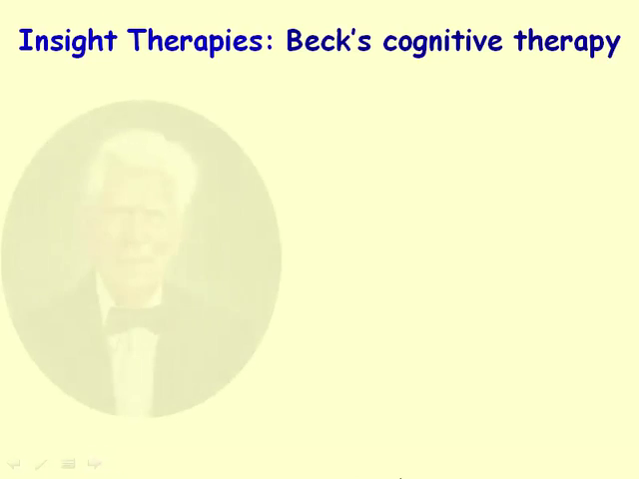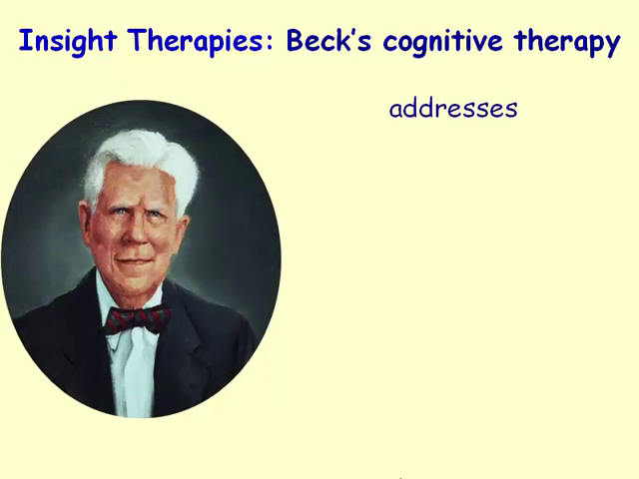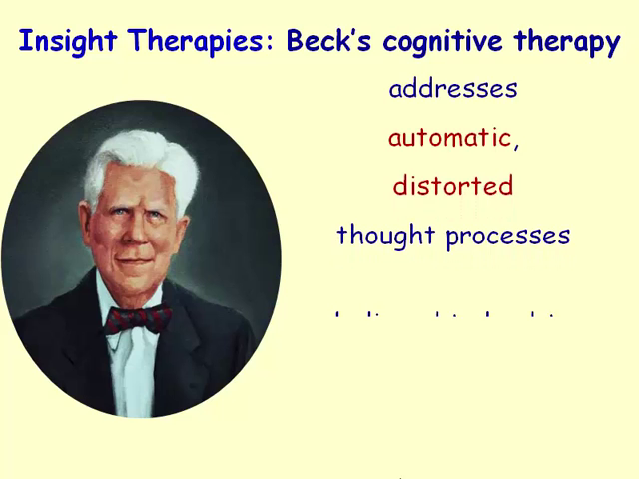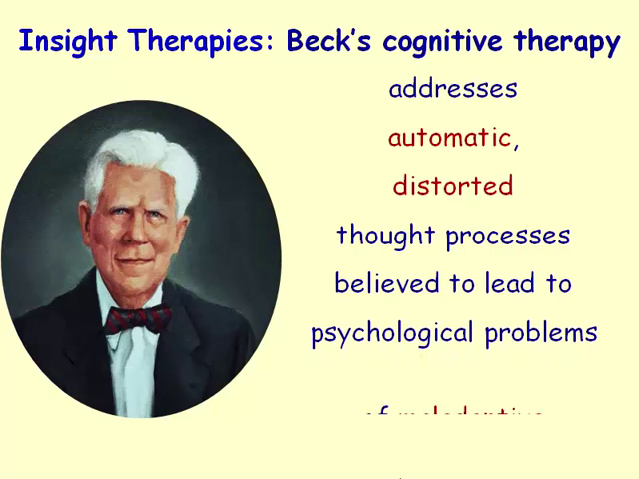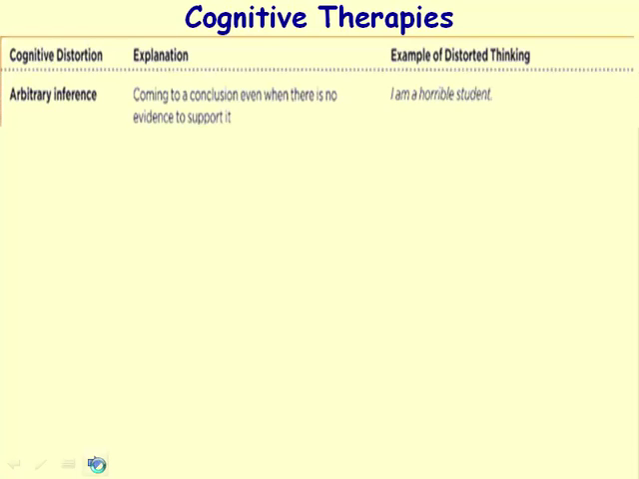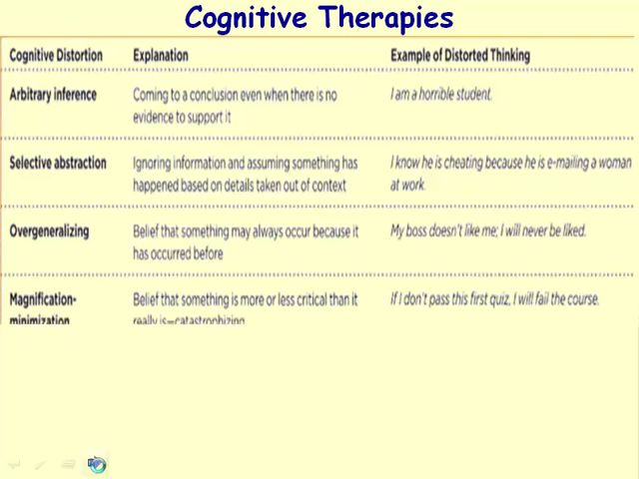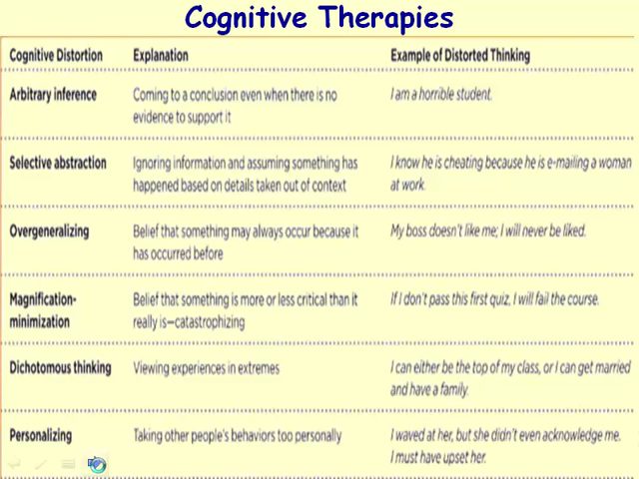Beck's cognitive therapy addresses automatic, disordered thought processes believed to lead to psychological problems of maladaptive behaviors and feelings. In therapy, mental frameworks with cognitive errors or misinterpretation of life events are replaced with more positive beliefs. Beck contends that psychological problems stem from distorted patterns of thought. Cognitive therapy aims to replace these cognitive distortions with more realistic and constructive ways of thinking.